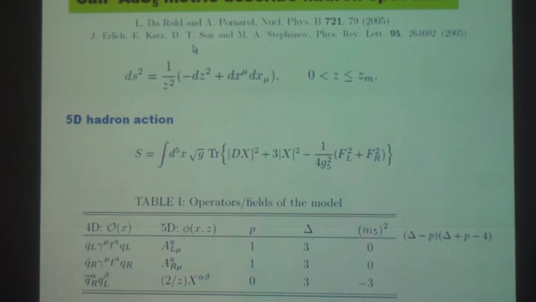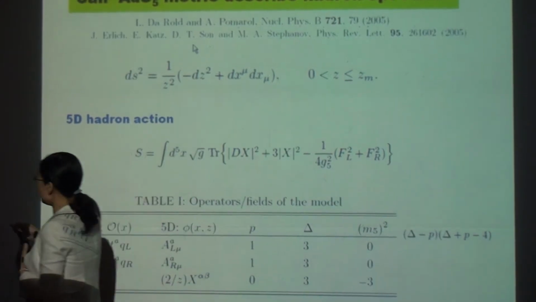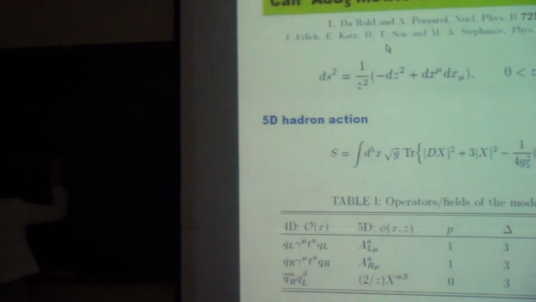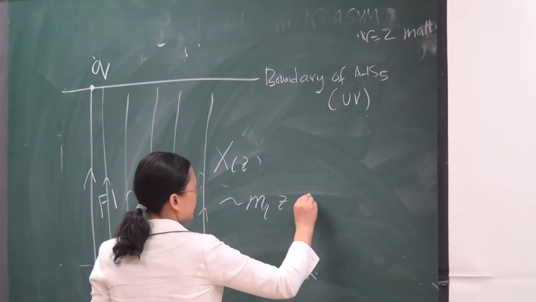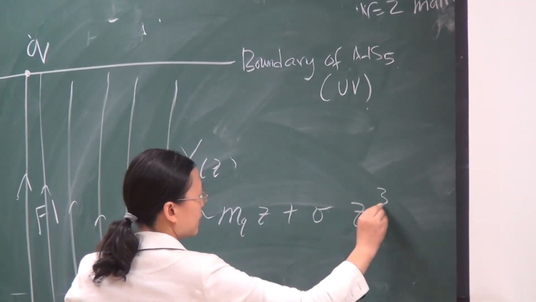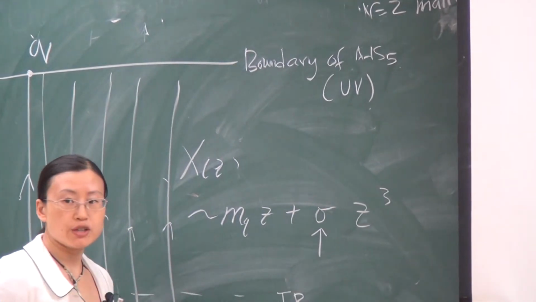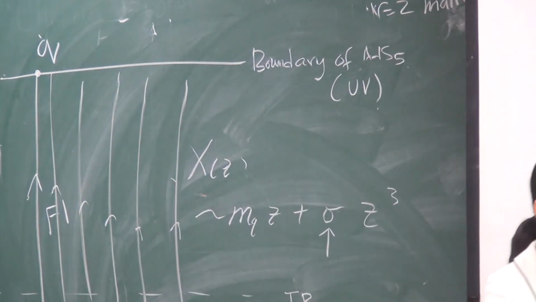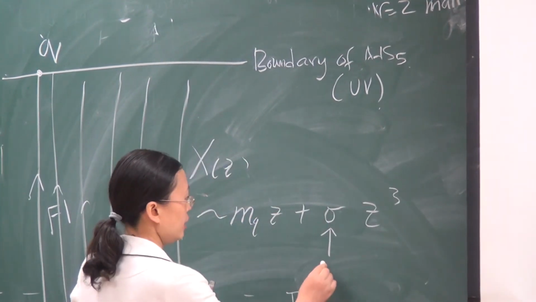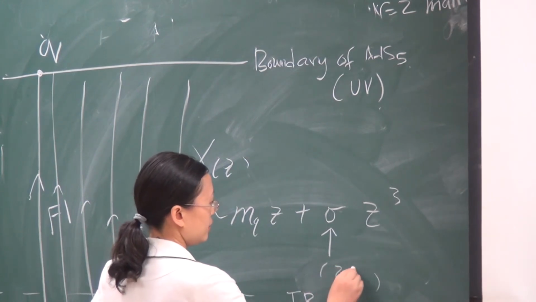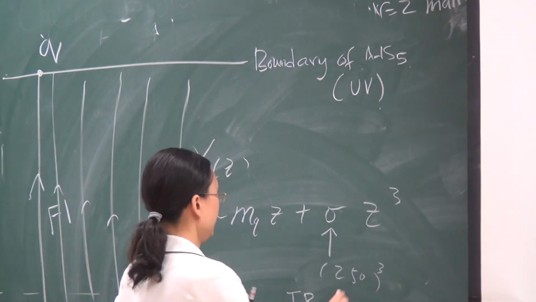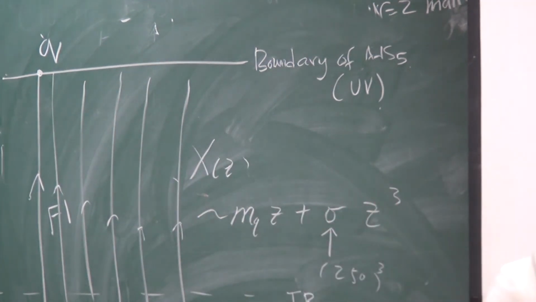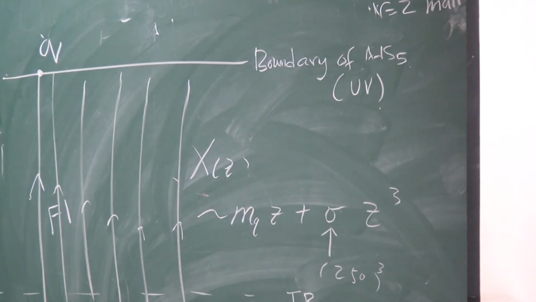But you can check this with the paper, right? I think at IR they fix this. You see, they have some parameter for this, and this sigma is actually the chiral condensate. So I think this is the IR condition, I mean, Z equal to Zn at IR.